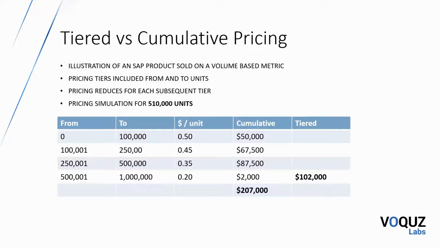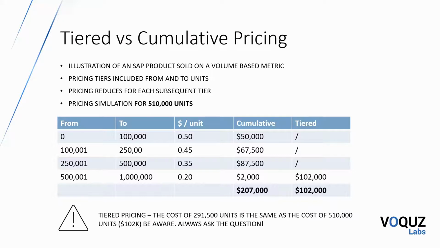Here we can see the tiers on the left and the respective unit price for each tier. For cumulative pricing, the cost of 510,000 units is $207,000, paying the price point for each respective tier. With tiered pricing, the cost would be $102,000, where all 510,000 units are charged at the same lower per unit price you get with a higher volume tier.